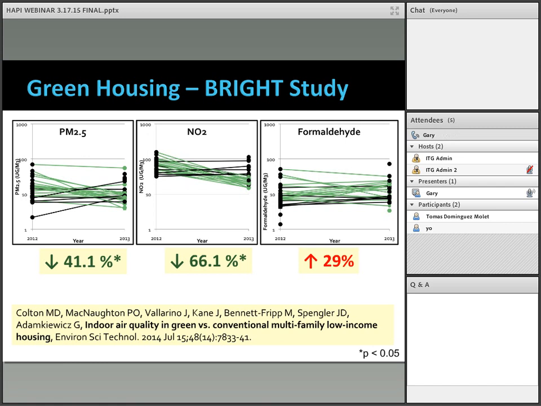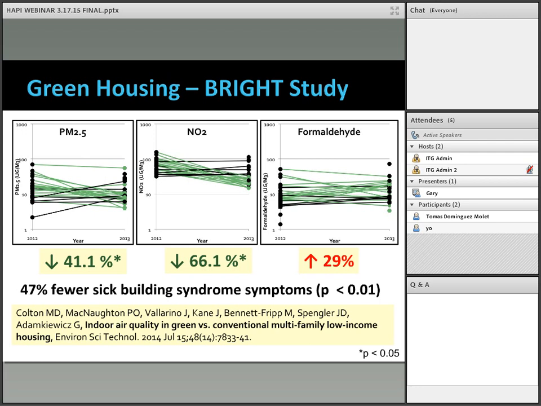Formaldehyde can be emitted by a lot of products, which might be materials that the families brought from their old apartment to the new. There was even a New England Journal article in the last month looking at formaldehyde exposure from e-cigarettes. There are a lot of potential exposures. But we also saw 40% fewer sick building syndrome symptoms for these families moving. This is just one example. It's Boston-based, US-based, but it shows what you can do if you put all these different approaches together in a comprehensive way.